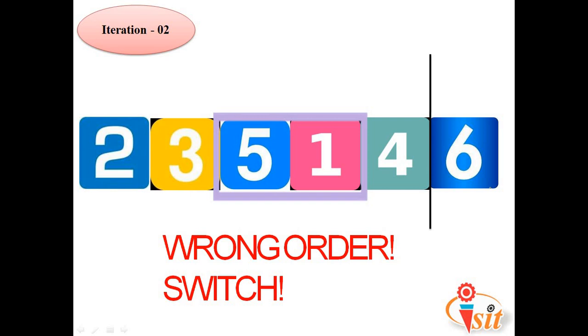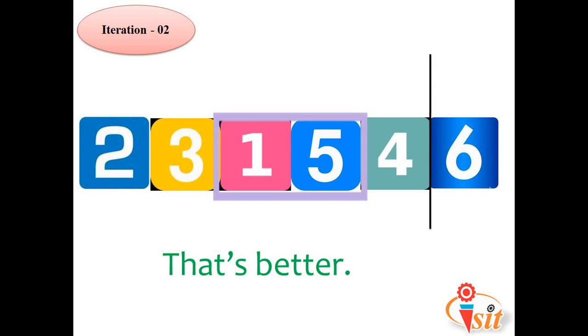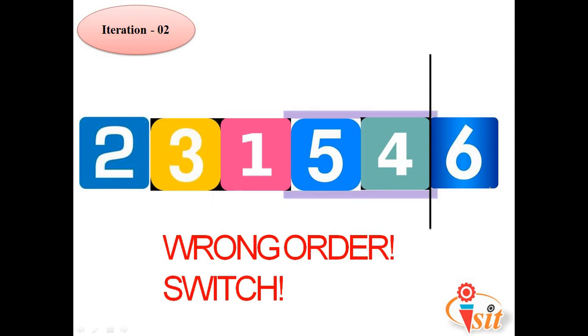Afterwards we'll move to the next one, that is the 5 and 1. So 5 is the first element, 1 is the second element. Here 5 is greater than 1. In that case the first element is greater than second element, we need to do the swap. So 5 is going to be replaced with the 1 and 1 is going to be replaced with the 5.